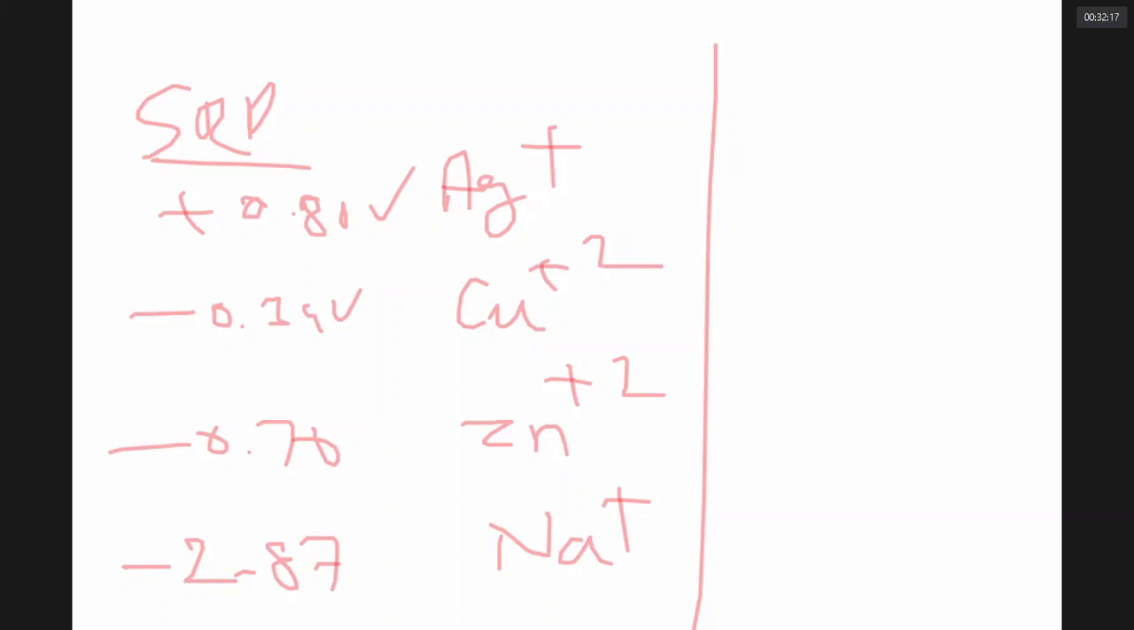The reverse is true if you have to lose electrons, that is oxidation. At the anode, the one with the highest SRP is oxidized last. At the cathode, the one with the highest SRP is reduced first, because at the cathode electrons are gained, and at the anode electrons are lost. Are we clear about this concept, sir?